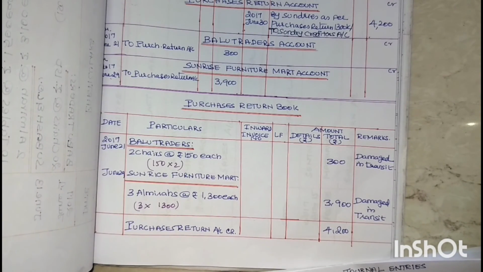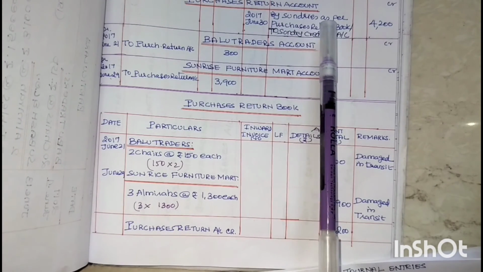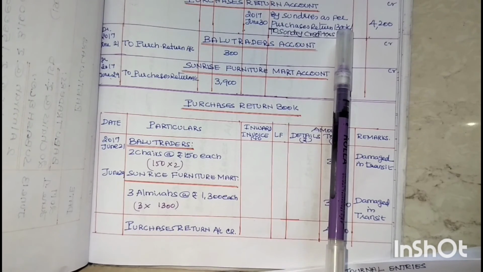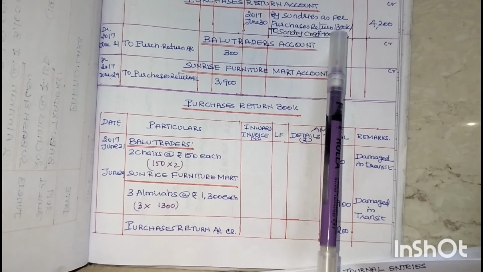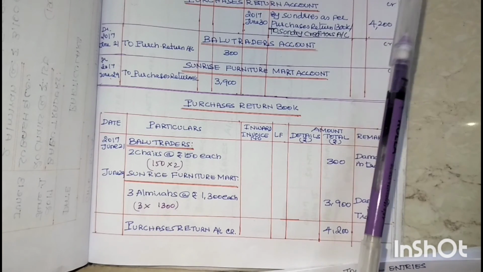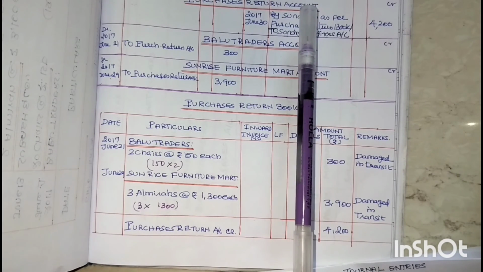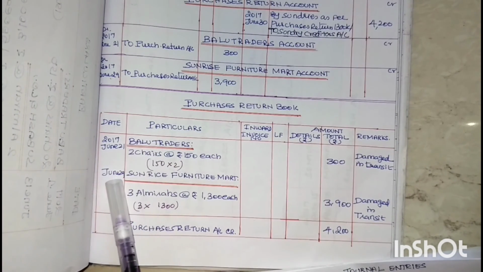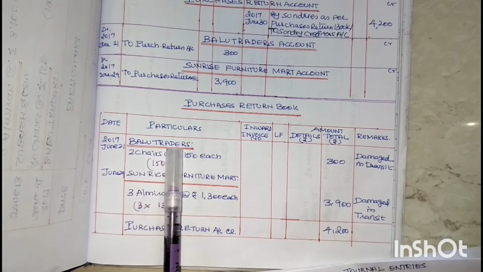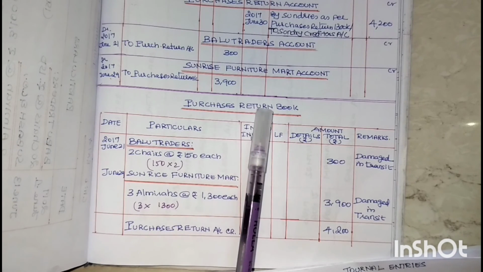Always start with "By" on the credit side. So by sundries, as per the purchases return book, or we write by sundry creditors account. How much rupees? 4,200 rupees. Okay, we posted the purchases return account on the ledger account. Then we have to post Balu Traders. Okay, what is the journal entry for the Balu Traders? That is Balu Traders account debit to purchases return account.